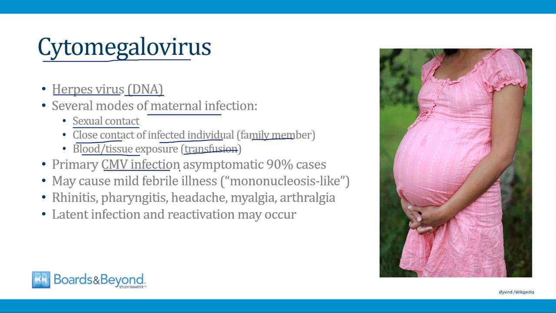Primary CMV infection is usually asymptomatic in about 90% of cases. When it does cause symptoms, it causes a mild febrile illness that's described as a mononucleosis-like illness. This includes nonspecific symptoms like rhinitis and pharyngitis, headache, myalgia, or arthralgia. And then after primary infection, some patients clear the virus from the body, but in other cases, a latent infection occurs, and sometimes this can reactivate later, potentially during pregnancy.